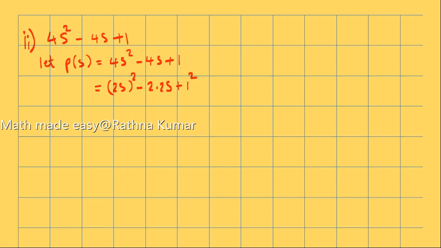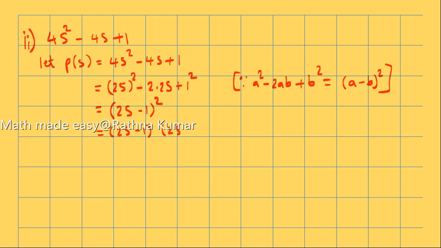Okay, so this is in the form of a square minus 2ab plus b square, which is nothing but equal to a minus b whole square. So this can be written as 2s minus 1 whole square, or 2s minus 1 into 2s minus 1.